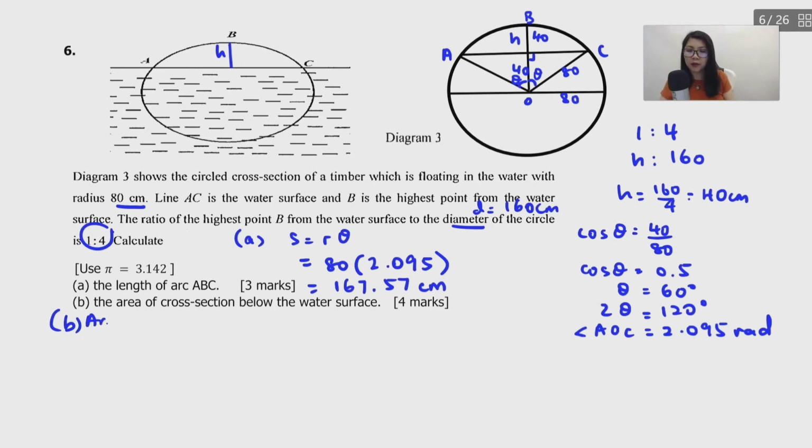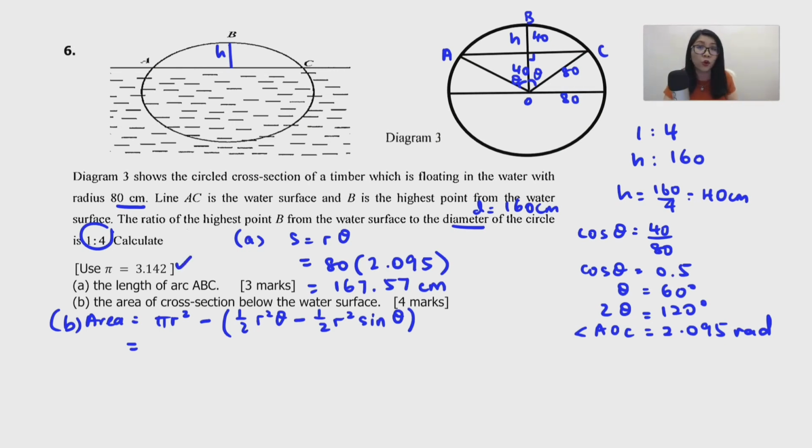The area equals pi r square, which is the area of the circle, minus the area of the segment. The formula for the area of the segment is half r square theta minus half r square sine theta. The formula in the bracket is the area of the segment. I'm going to substitute pi with 3.142, because the question states you have to use pi equals 3.142, not 22 over 7. So 3.142 times 80 square.